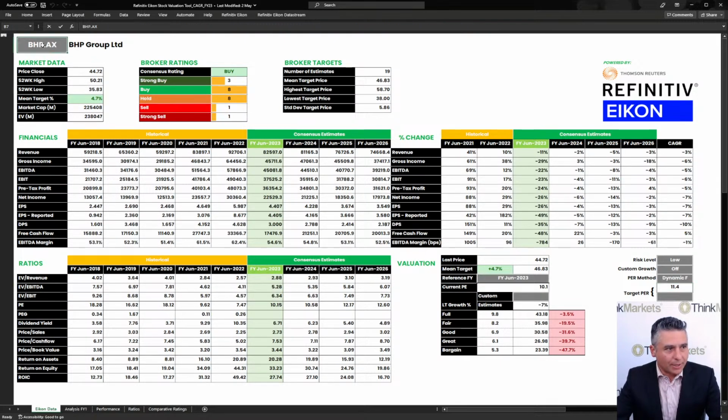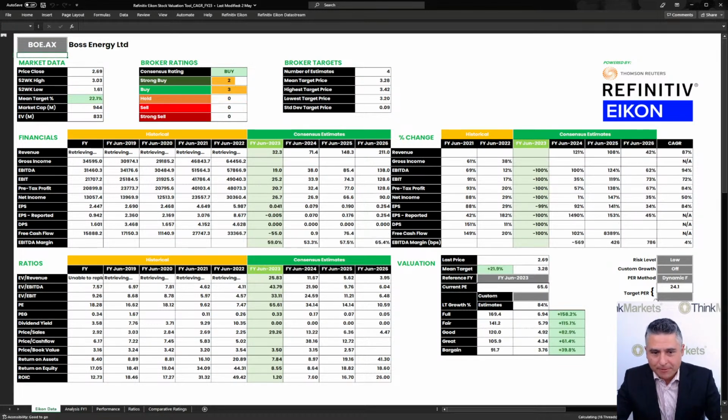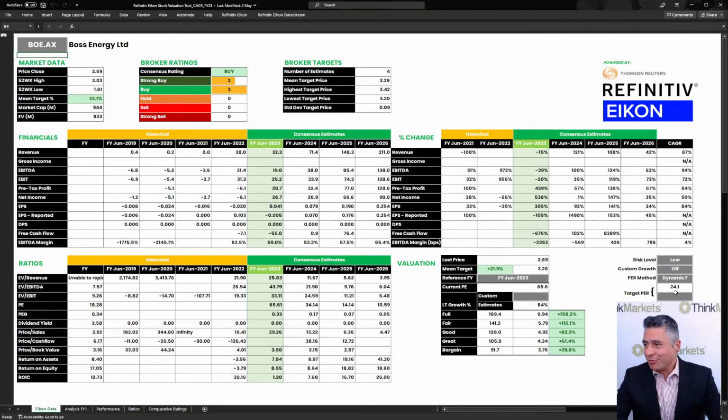I'll let it load up and we'll go to Boss Energy. That was a rookie mistake, wasn't it? I should put a formula on it and protect that cell, really. That would be the smart thing to do.